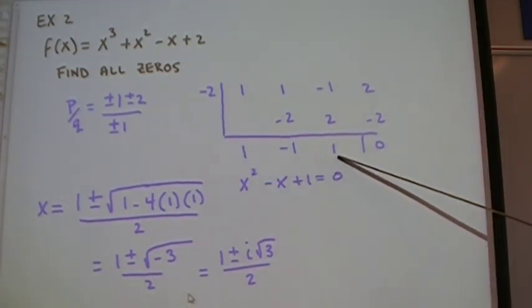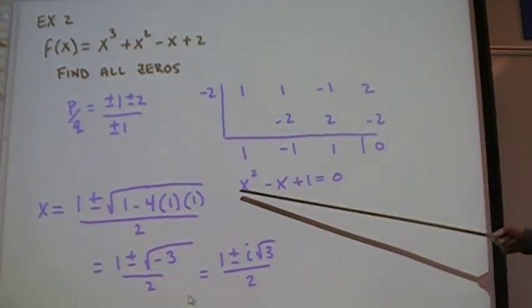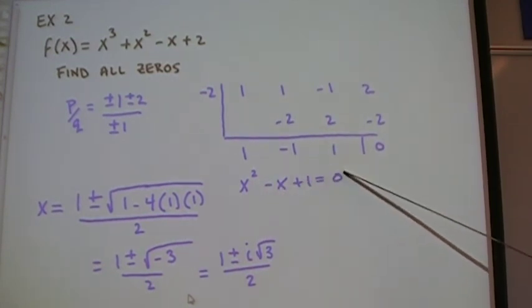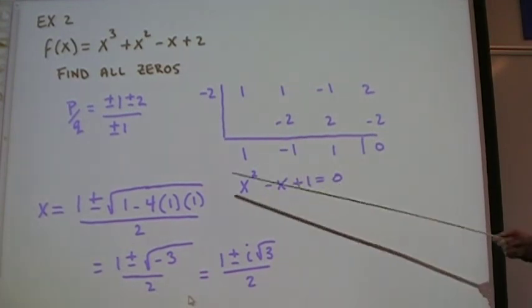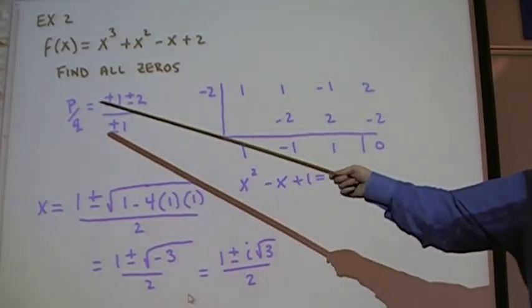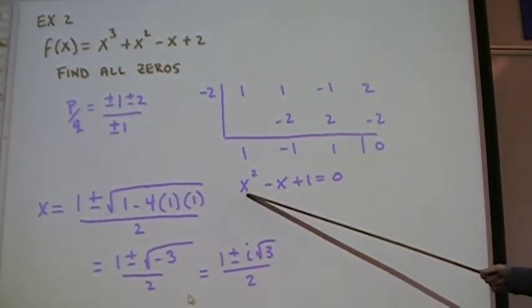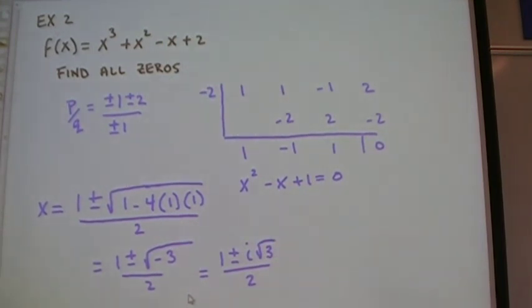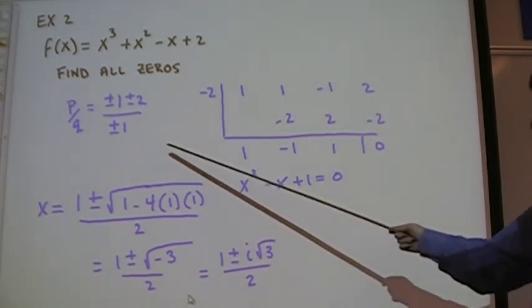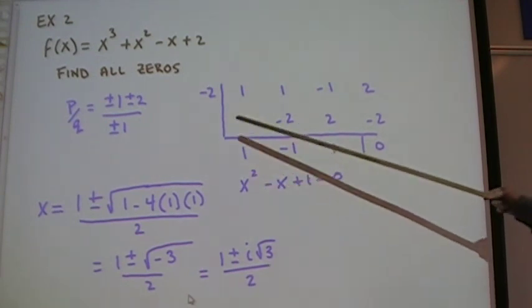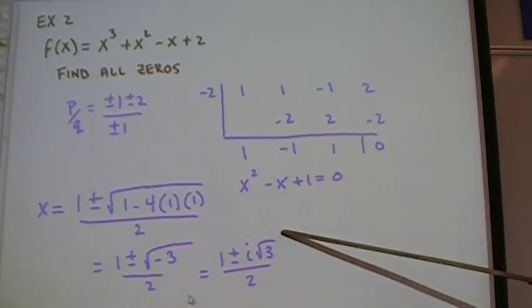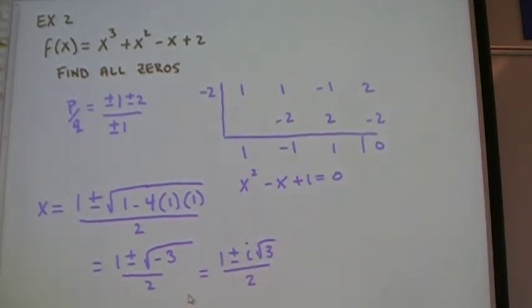You write this as a quadratic: x squared minus x plus 1 equals 0. We know that this cannot be factored. If it could have been factored, then I would have got more rational zeros, right? So at this point, what's the easiest way to solve any quadratic that can't be factored? Quadratic formula. So that's what I did here, and here are my other 2 answers. So here's one of your zeros, here are your other 2 zeros to that cubic.